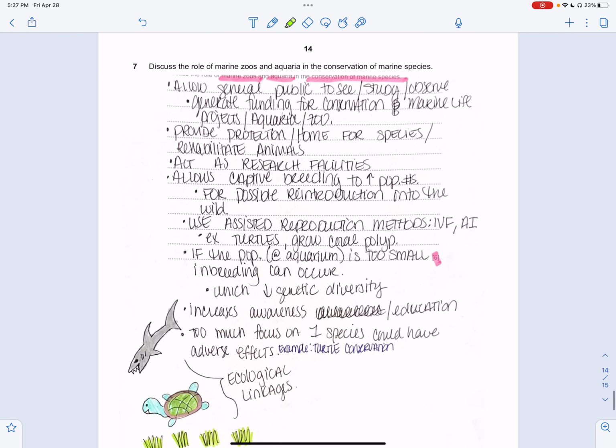So discuss the role of marine zoos and aquaria in the conservation of marine species. These are kind of obvious questions. They're going to allow the general public to see or study or observe marine organisms. This will generate funding for conservation measures, for marine life projects, or for the zoo or aquarium itself. There's going to be protection provided or a home for species.